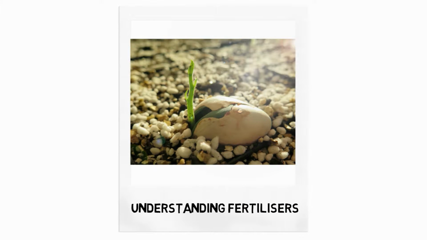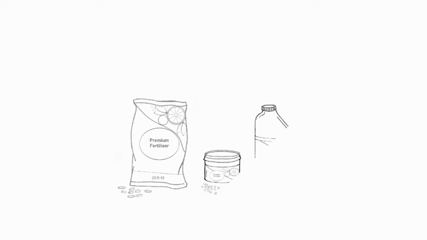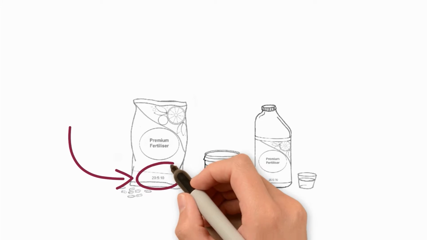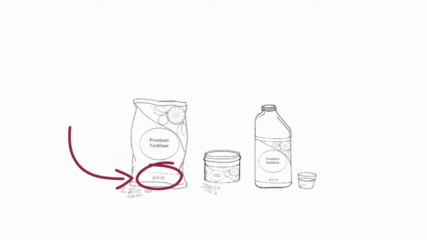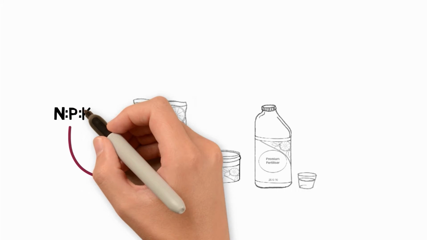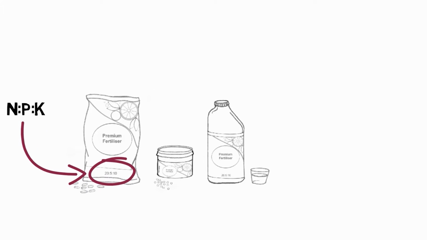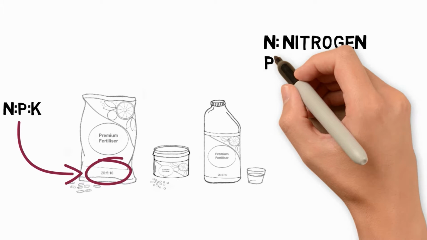This animation is looking at fertilizers. What are the main components or nutrients, the different types of fertilizers, application methods, and some general tips. So looking at a fertilizer label, you will see that most of them list a ratio on the front. This is the ratio between nitrogen, phosphorus, and potassium, otherwise known as NPK.